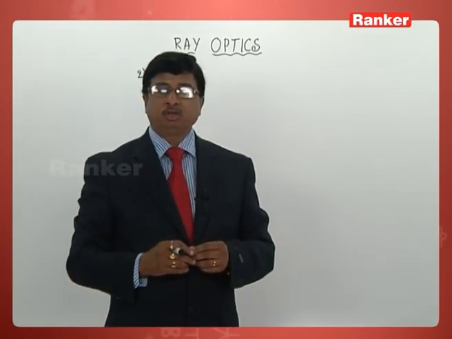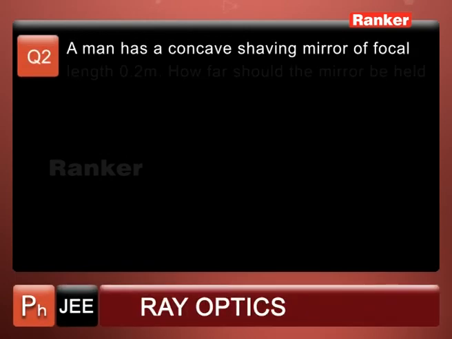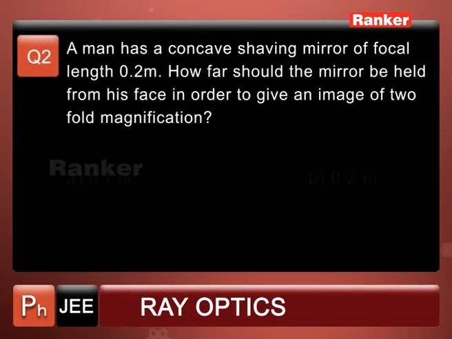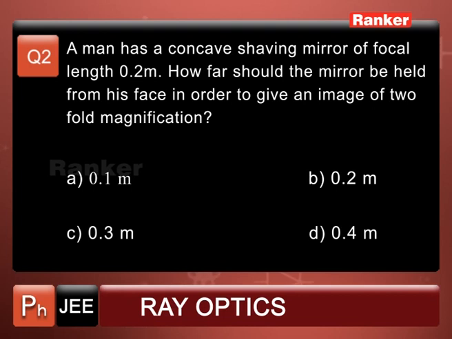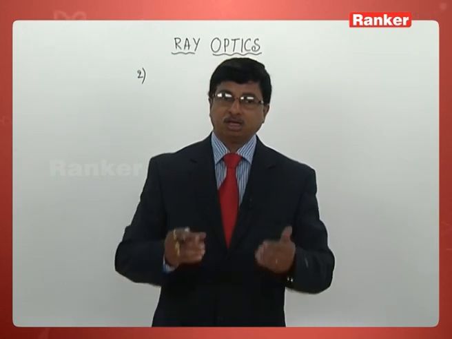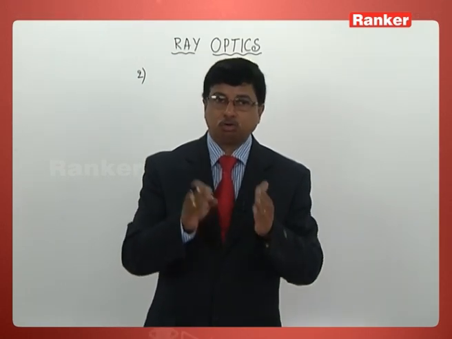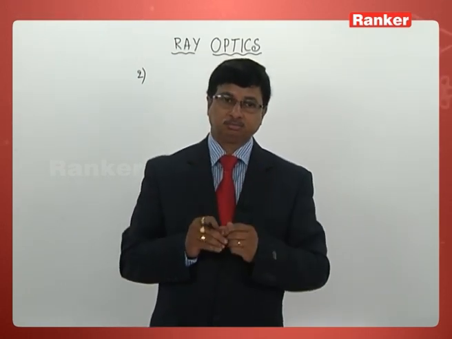Check the second number there. A man has a concave shaving mirror of focal length 0.2 meter. How far should the mirror be held from his face in order to give an image of twofold magnification? Twofold magnification, magnification is equal to 2, that is the concept.